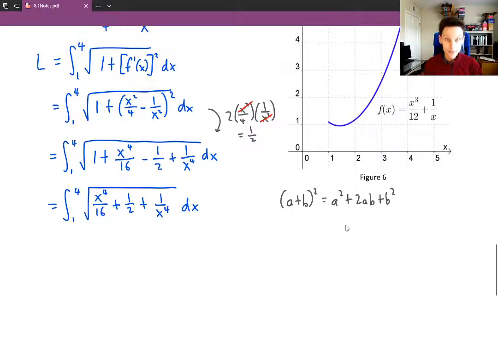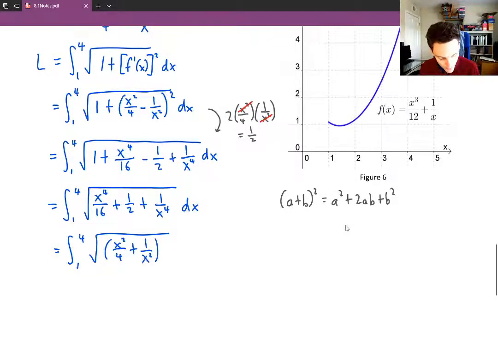We can factor it out as the integral from 1 to 4, here we go, square root of x squared over 4 plus 1 over x squared, squared. Now, I'm not sitting here thinking about how to factor this trinomial. I'm just looking at the fact that it used to be x squared over 4 minus 1 over x squared, squared. And now, instead of a minus 1/2 in the middle, we have a plus 1/2. That's just going to make the middle sign of that factored version positive, right?